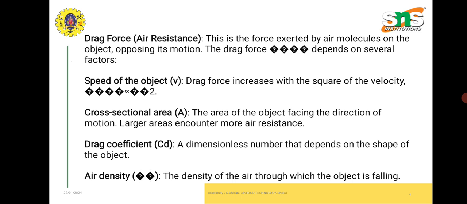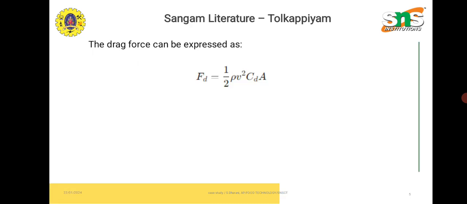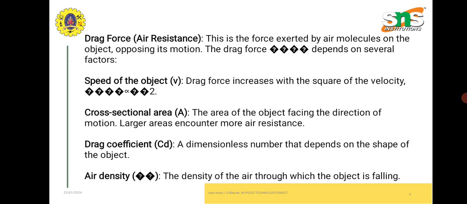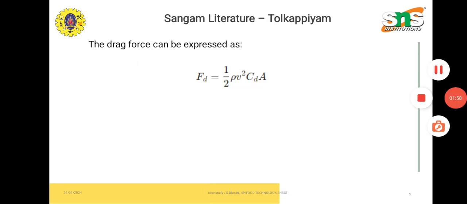Cross-sectional area: the area of the object facing the direction of motion. Larger areas encounter more air resistance. Drag coefficient: a dimensionless number that depends on the shape of the object. Air density: the density of the air through which the object is falling. Drag force can be expressed as Fd equals 1/2 rho v squared CD times A.